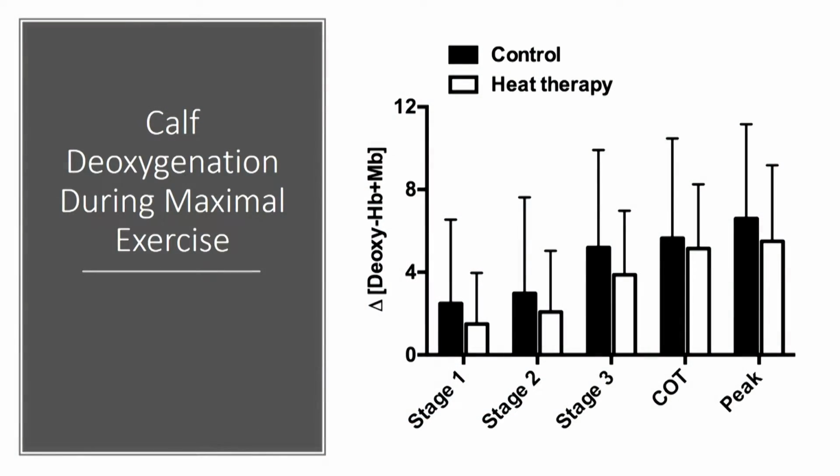And we can see here, this first graph is showing calf muscle deoxygenation during stages of exercise testing. Each stage is 2 minutes and represents an increase of 2% grade on the treadmill. We have the first 3 stages, also when the patients reported claudication and their peak walking. You can see based on this graph that we have a nice trend for decreased deoxygenation. The control is the dark and the heat is the white. But at all stages, including maximal exercise, we have less deoxygenation of the calf.